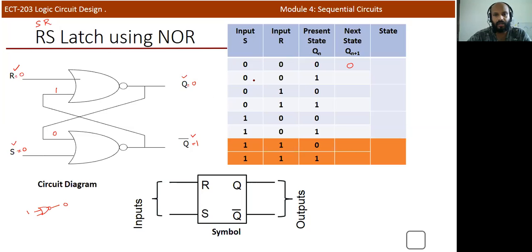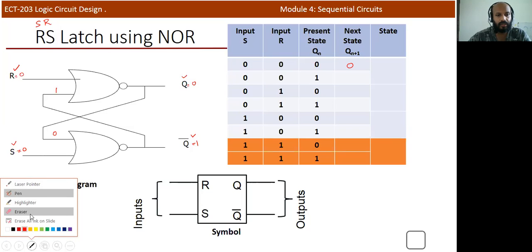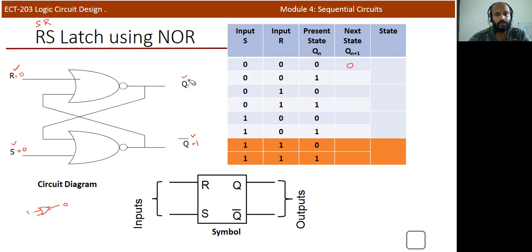Next we can assume that the initial state of this particular flip-flop or SR latch is Q is 1 and Q bar is equal to 0. Both inputs R and S are 0, 0. So we can analyze that Q bar is 0. It is propagated to the input side of the first NOR. This is the first NOR gate and this is the second NOR gate. Both inputs are 0 for the first NOR gate, so the output is 1. It will maintain that state.